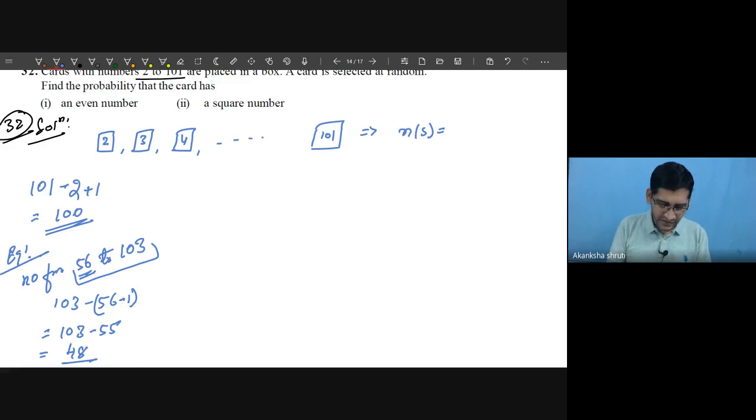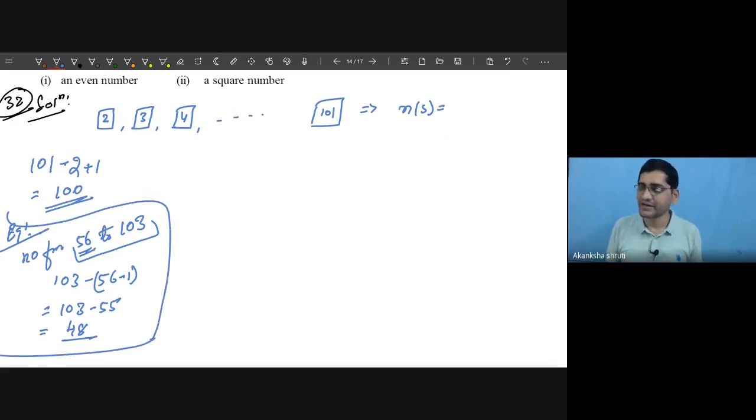Get it? So I hope this technique of calculating the cards you might have understood. The same thing I have also done here. If you are writing this in first bracket, then this one should first be written as -1. Means 101 minus 2 minus 1, because 2 has to be counted. It is the same as 101 minus 2 plus 1. Removing the bracket, you are going to get this 100.